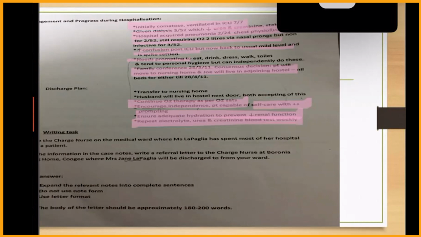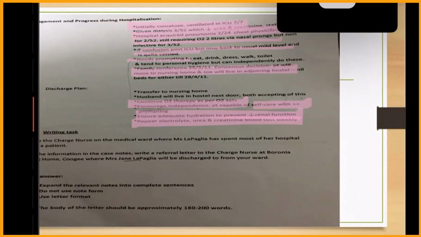See, 7 days. Here, 7 by 7 refers to continuous, 7 days in a week. So we can write continuous for a week. She was ventilated for 1 week. She was supported with ventilator, in ICU for 1 week. Along with dialysis for 3 weeks.